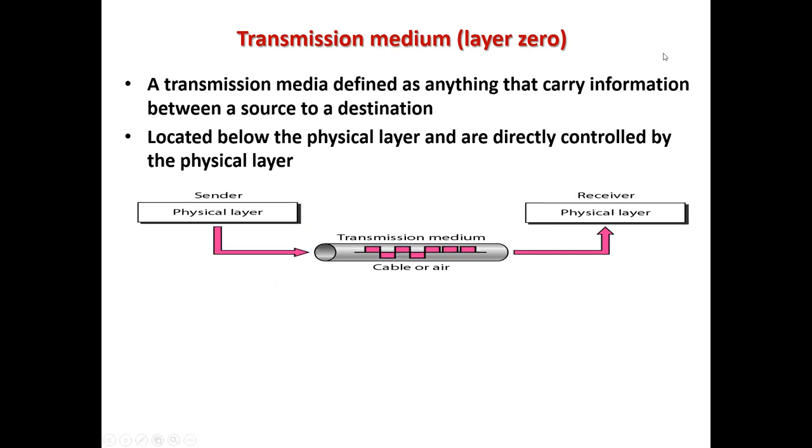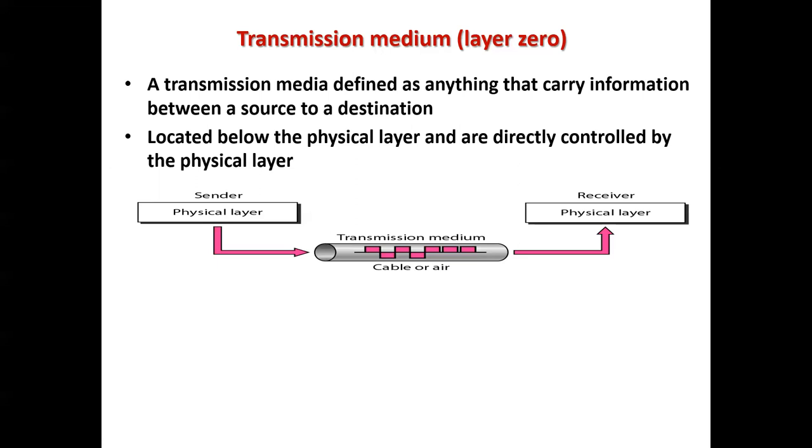Some people say that the transmission medium or transmission channel works at layer 0 of the OSI model. But then some people say it works at layer 1, because of course the transmission medium is referred to as the physical medium. If it is wired, then we assume that it is physical, so of course it works at layer 1 of the OSI model.